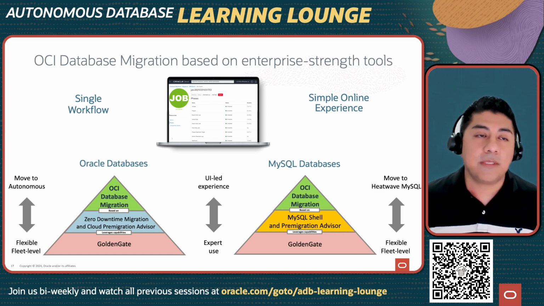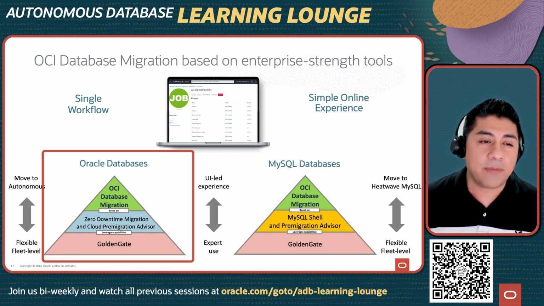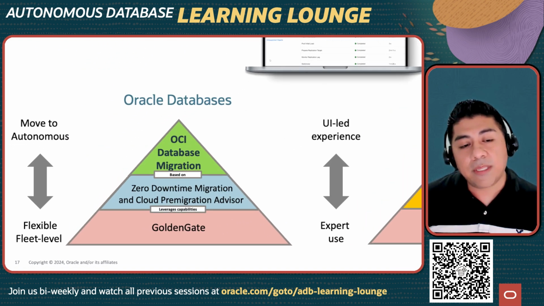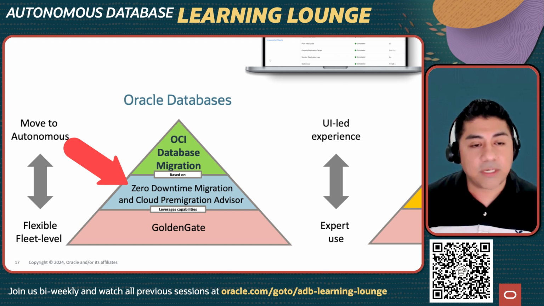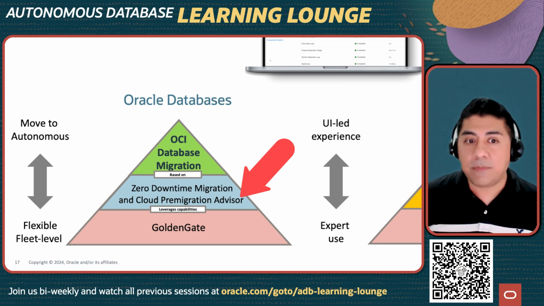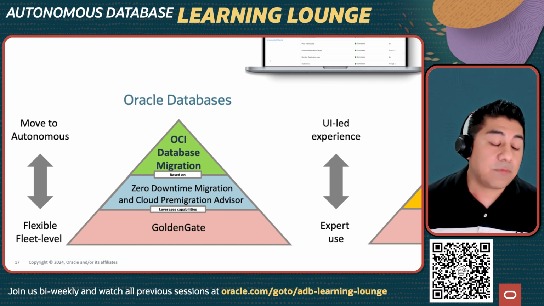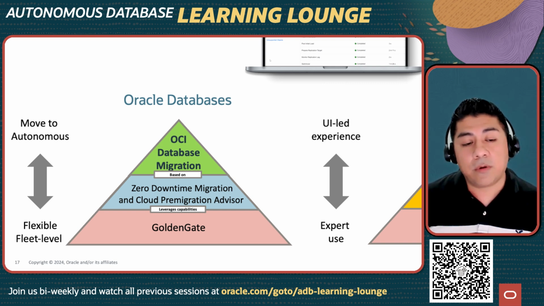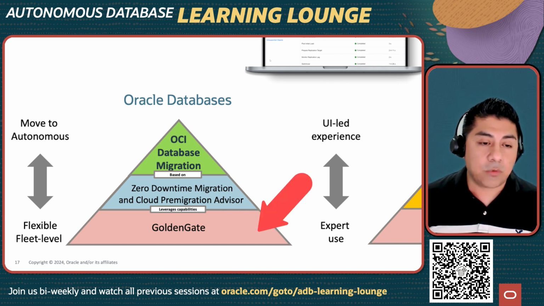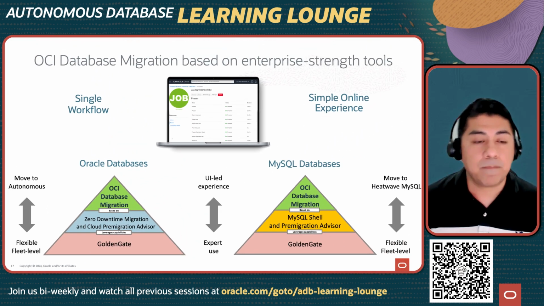Now, let me discuss a little bit what's behind the tool. On the left-hand side, you can see a pyramid. This is for Oracle databases. So basically, we have ZDM or Zero Downtime Migration orchestrating the migration. And we have also Cloud Pre-Migration Advisor. ZDM is basically orchestrating Data Pump behind the scenes. This is for the initial load. But when the user has the requirement to do an online migration, we are basically using GoldenGate to go for the change data capture. So all the delta of the transactions after the initial load is captured with the help of GoldenGate.